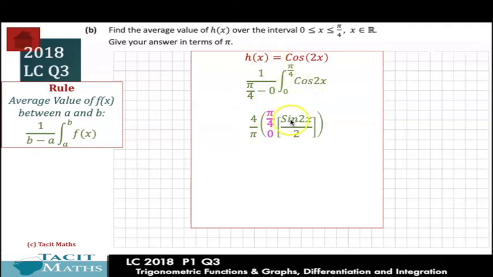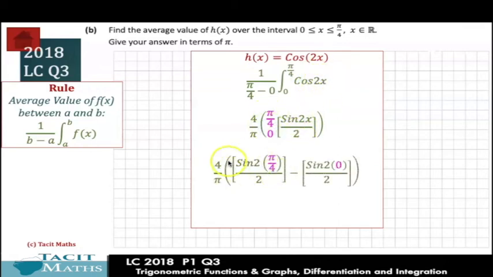Cos goes to sine when you integrate it. 2x stays as 2x, but you divide by the derivative of the angle. And then we sub in pi over 4. Just leave that 4 over pi outside there. Sub in pi over 4, sub in 0, subtract one from the other, and we get this. And all of that works out as 2 over pi.